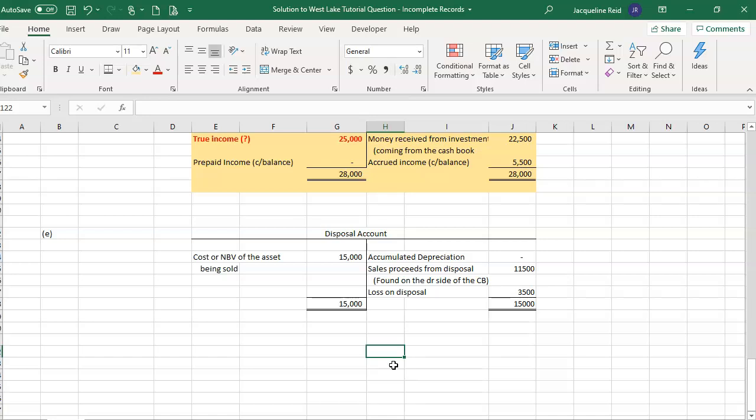Now, Part F deals with the fixed assets. And anytime you think of fixed assets in incomplete records, you need to think about depreciation. Now, you were already told that one piece of machinery was sold. But the thing to note is, look at what the question is asking you to look for: the depreciation charge. Now, I want us to take a look at each asset, what its value was at the start of the year and what its value was at the end of the year.